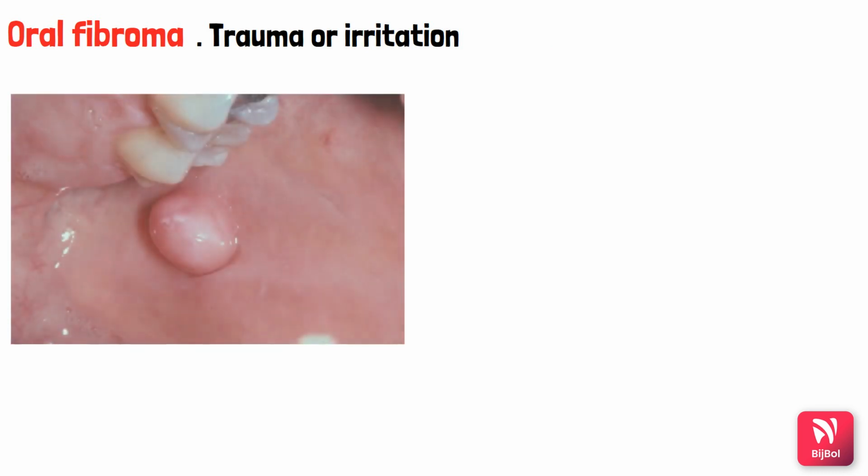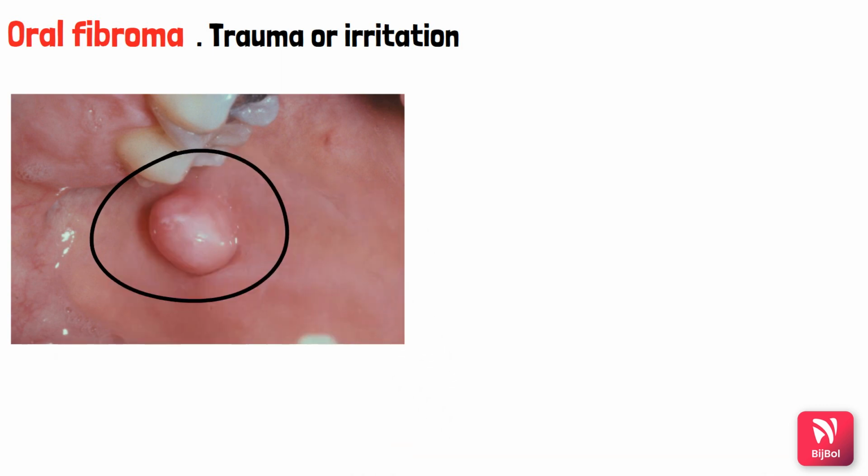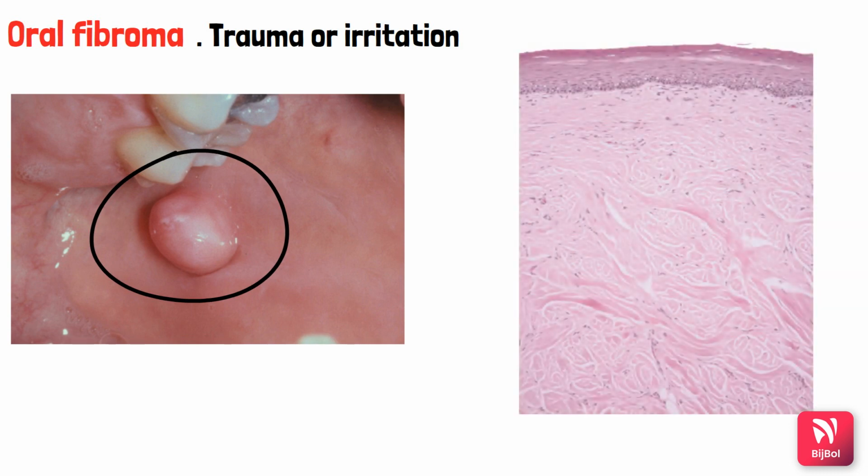As you can see in this clinical picture, these oral fibromas are most commonly seen on the buccal mucosa along the plane of occlusion, that is the line of occlusion, because that is where more trauma and irritation will be there. Other than buccal mucosa, it can be gingiva, tongue, lips, palate. This fibroma appears as an elevated nodule of normal color with that of the surrounding mucosa. It can be sessile or pedunculated also.